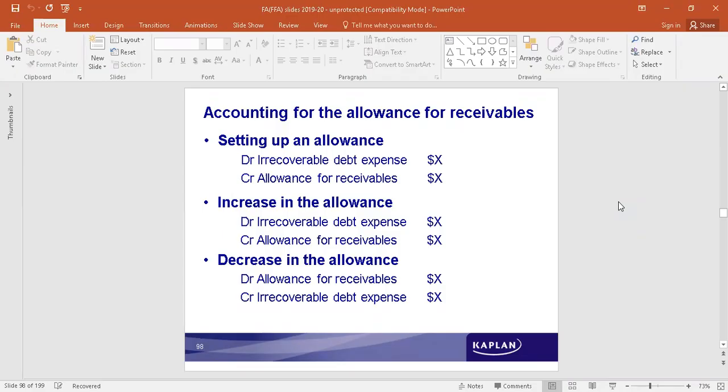Any additional allowance that has to be created, the same journal entry: additional allowance that is created, irrecoverable debt expenses to allowance for receivable. If some allowance was created earlier, but bad debts to that extent did not take place, and the balance has to be reduced, that is a decrease in the allowance, so reverse the entry.